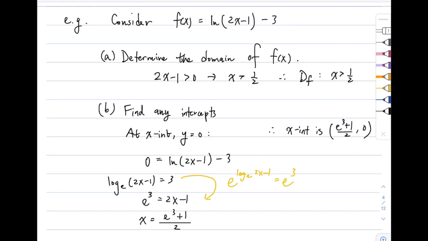Now, what about the y-intercept? It turns out that there is not going to be a y-intercept. And this is where you have to think through the problem carefully. Look at the domain.